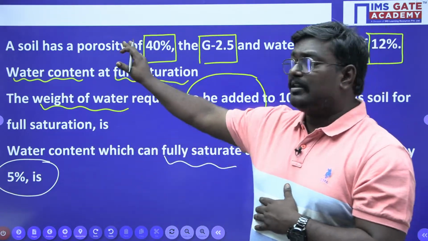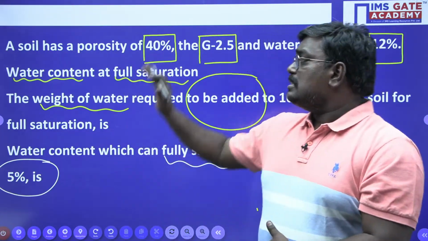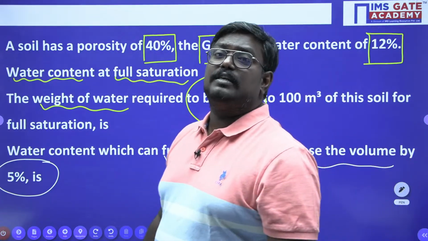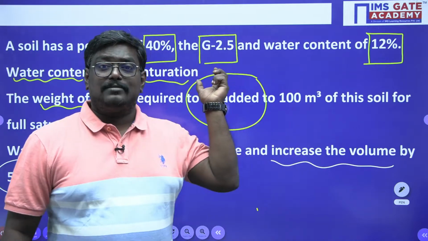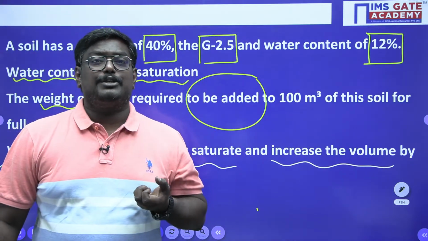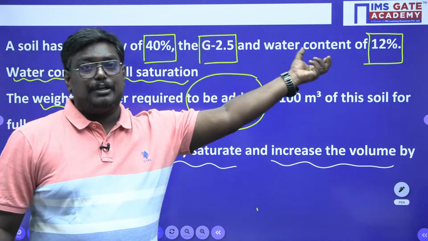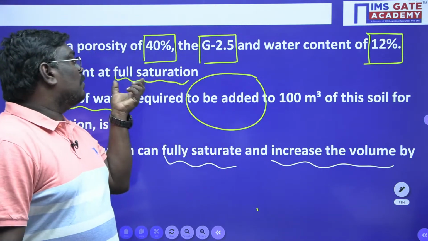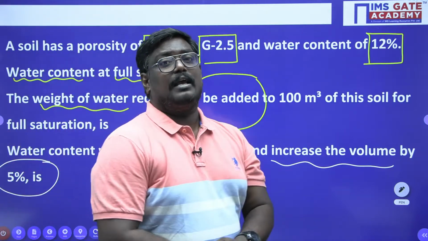What they have given is the porosity value and the initial water content. The first question is the water content at full saturation. Based on the porosity, you have calculated the void ratio. After calculating the void ratio, with the relation e is equal to wG upon Sr, the water content at full saturation is calculated.